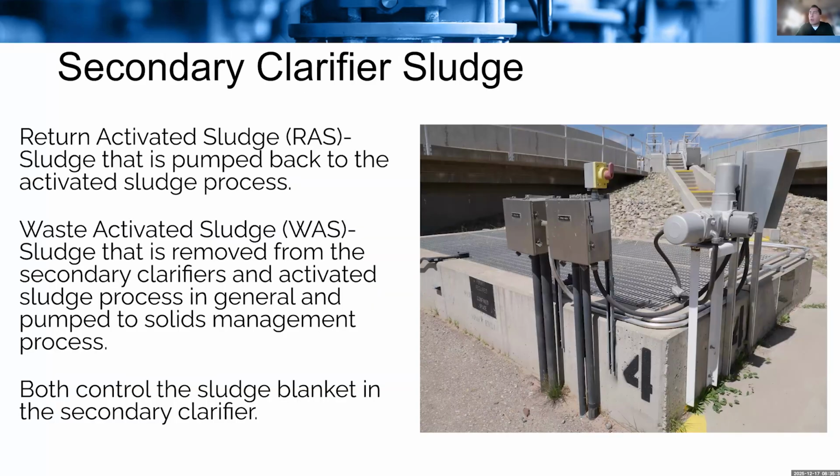The next variable I'll mention just briefly because we went over this last week is the sludge in our secondary clarifier. This includes the return activated sludge. This is the sludge that's pumped back to the activated sludge process. It is our cultivated microbes that return as our biomass to break down more wastewater. Then we have our waste activated sludge, which is how we control our sludge age and our food to microbe ratio. This is sludge that is removed from the activated sludge process. And both of these are examples of how to control the sludge blanket in the secondary clarifier, and indirectly the settleable solids that we may be discharging from our secondary clarifiers.